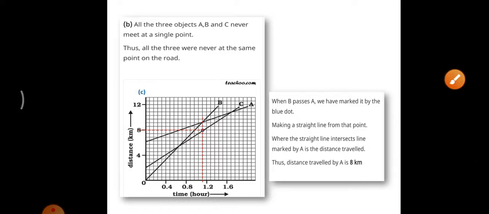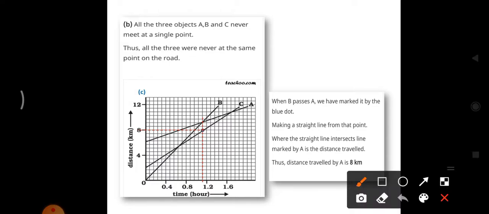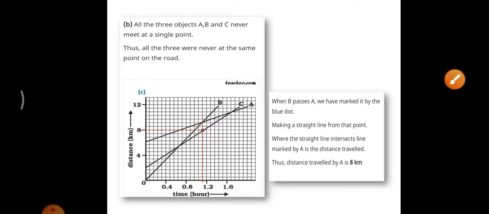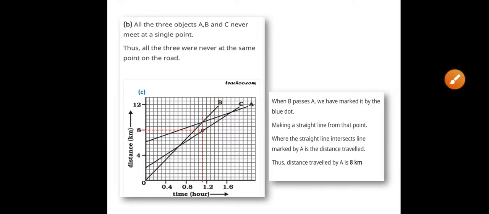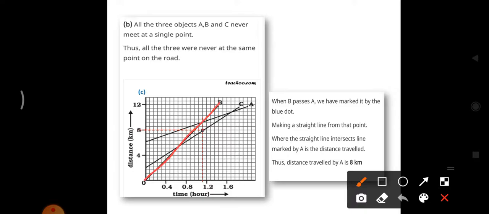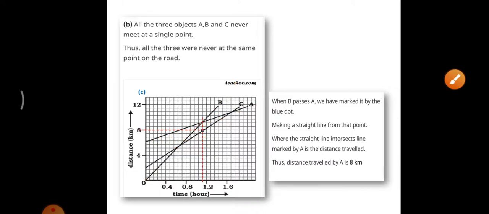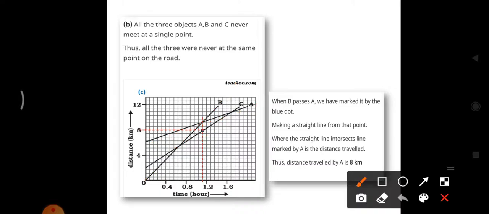Question number C: when B passes A. This is B, and this is A. So this point is where B crosses A. When B passes A, we have marked the point. This is where B crosses A.